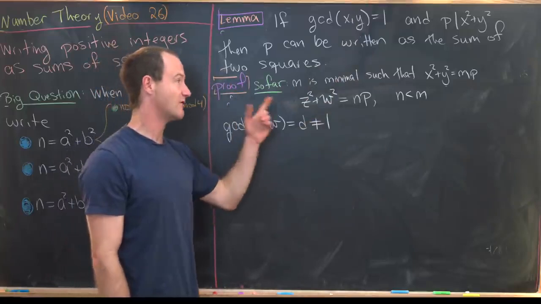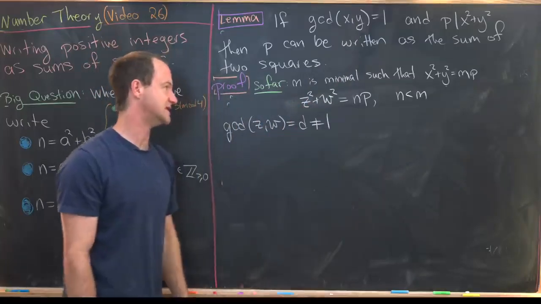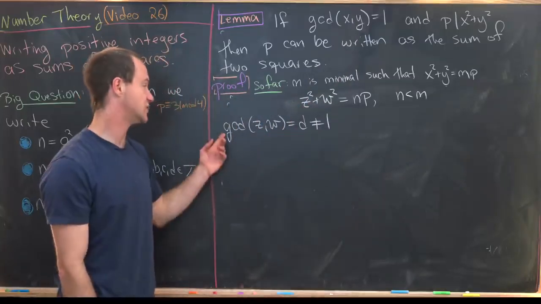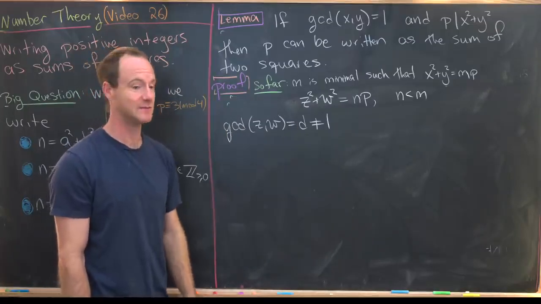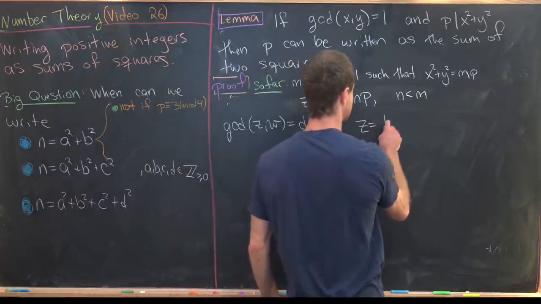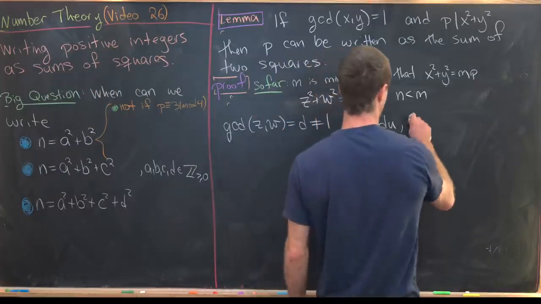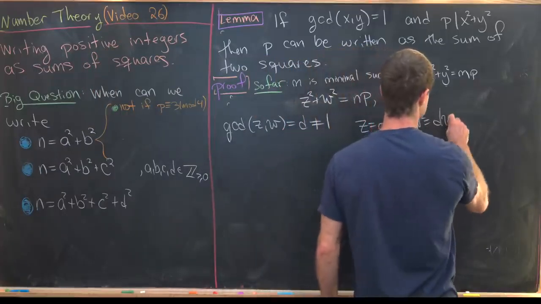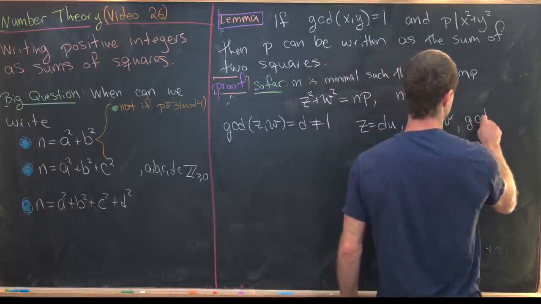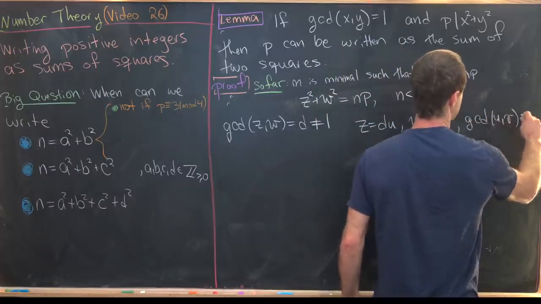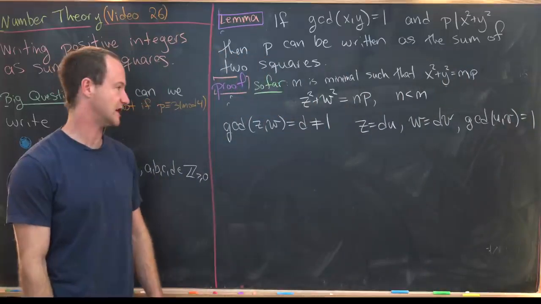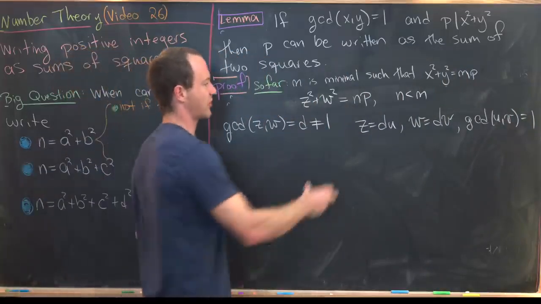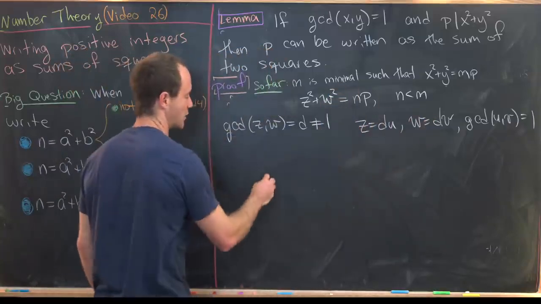We saw that we have a contradiction if the GCD of Z and W is 1, so the GCD must not be 1. So let's set it equal to D. We can write Z as D times U, and we can write W as D times V, where the GCD of U and V is equal to 1. So that's a standard trick. Just divide the GCD out of each part. But now let's thrust these back into our equation.